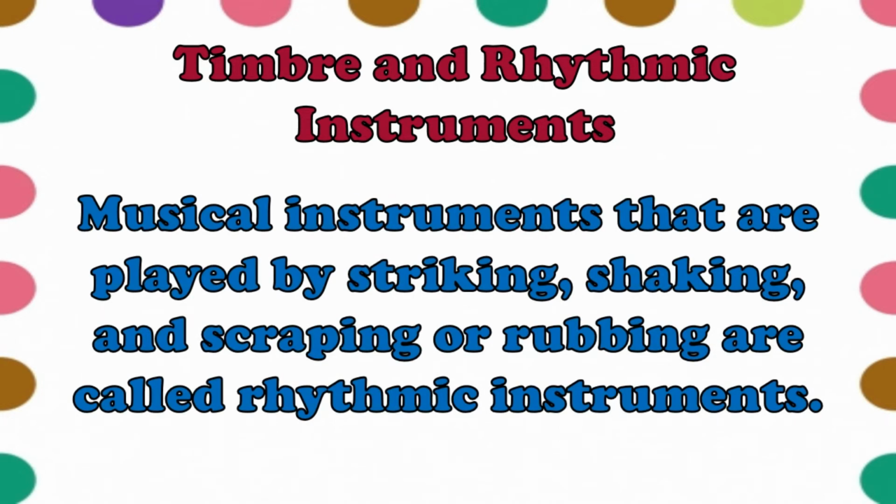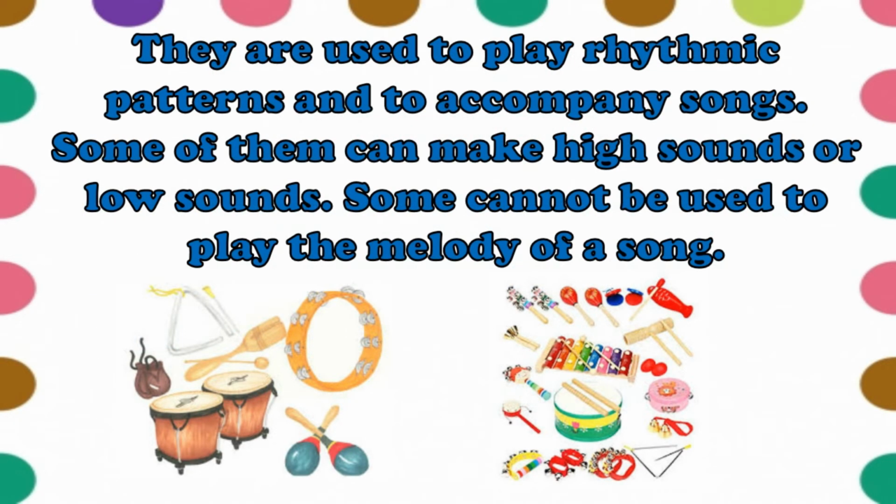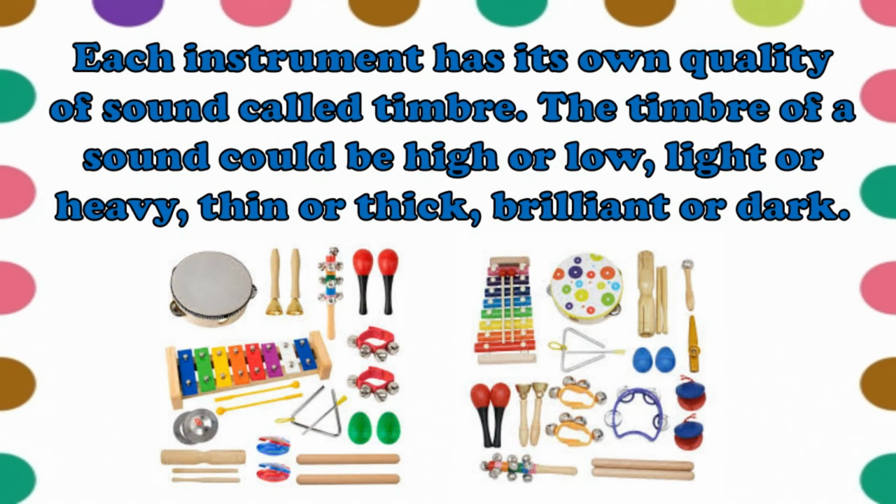Musical instruments that are played by striking, shaking, and scraping or rubbing are called rhythmic instruments. They are used to play rhythmic patterns and to accompany songs. Some of them can be high sounds or low sounds. Some cannot be used to play the melody of a song. Each instrument has its own quality of sound called timbre. The timbre of a sound could be high or low, light or heavy, thin or thick, brilliant or dark.